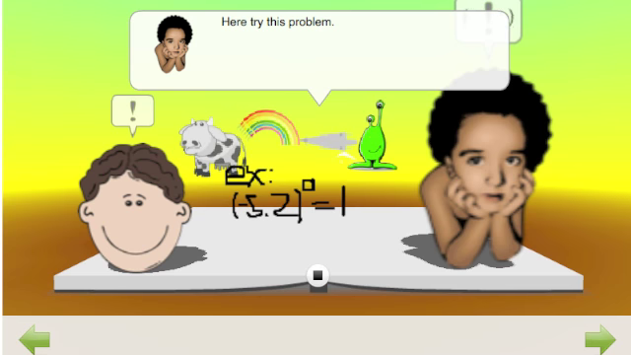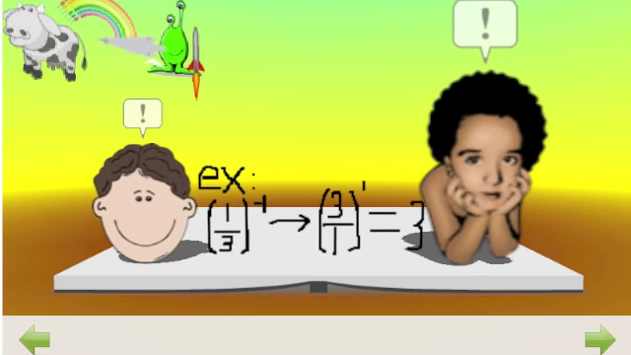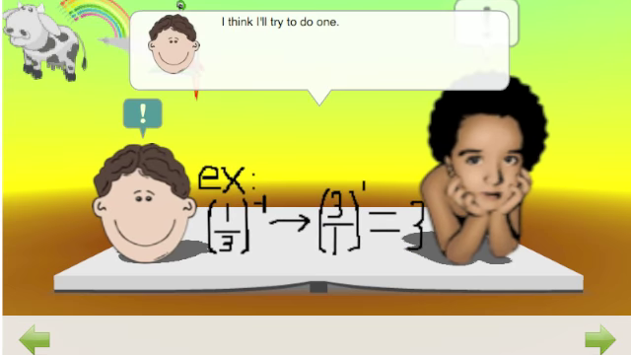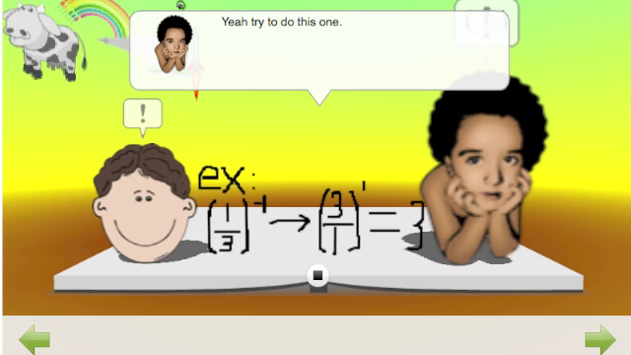Here, try this problem. I think I'll try to do one. Yeah, try to do this one.